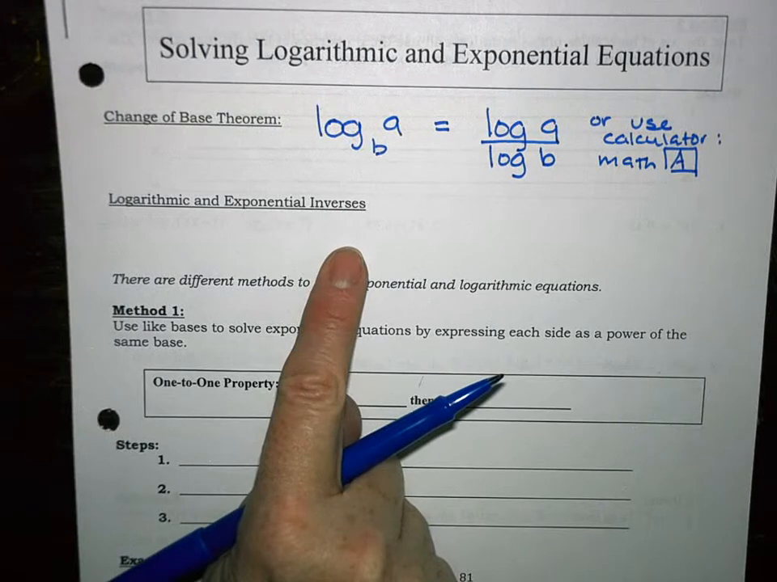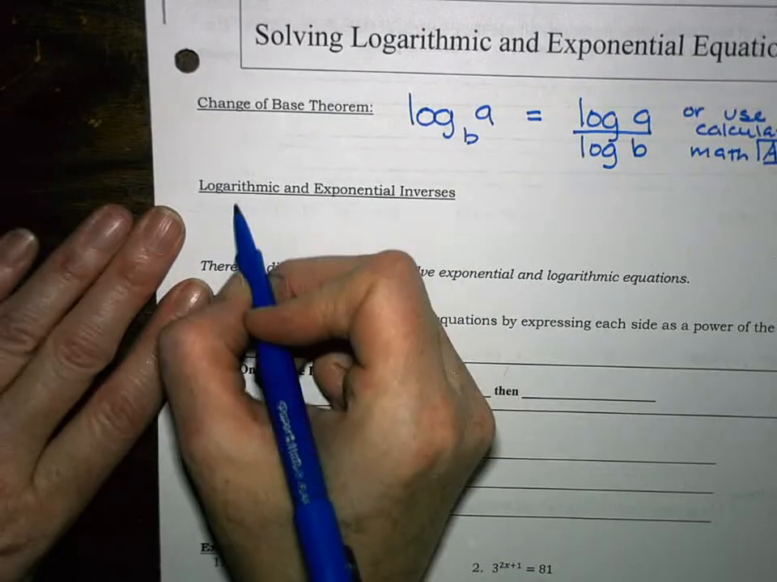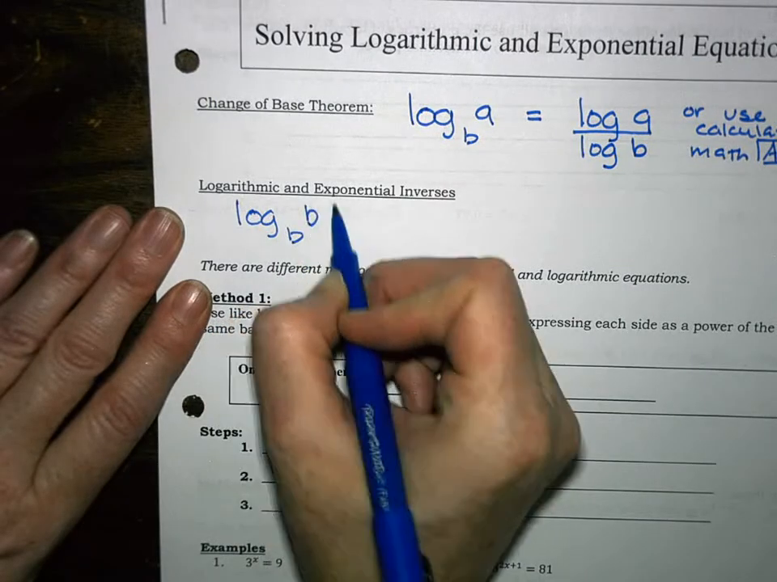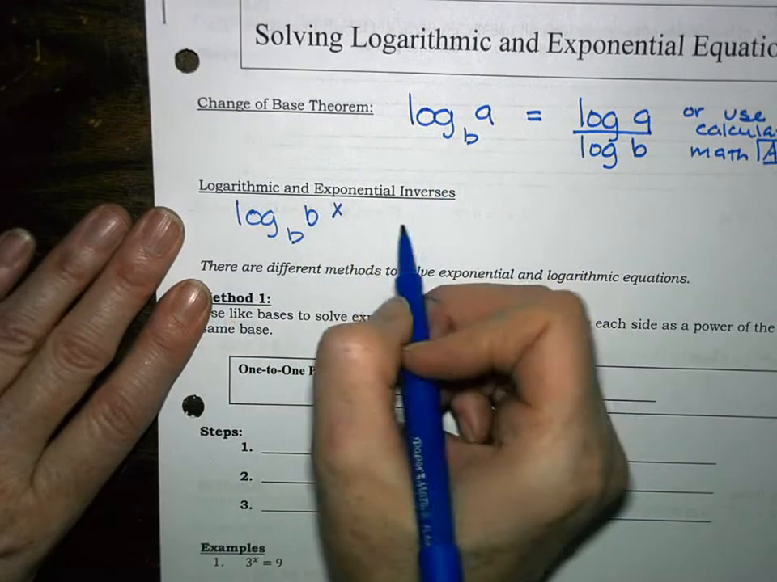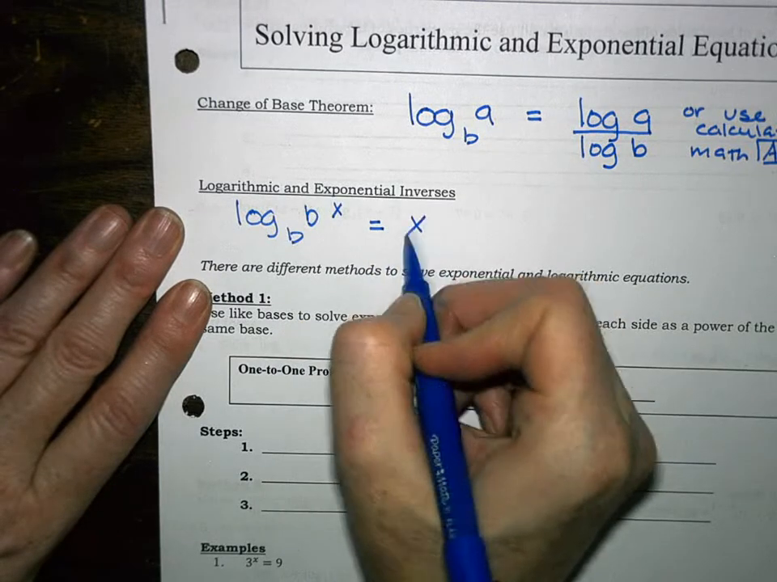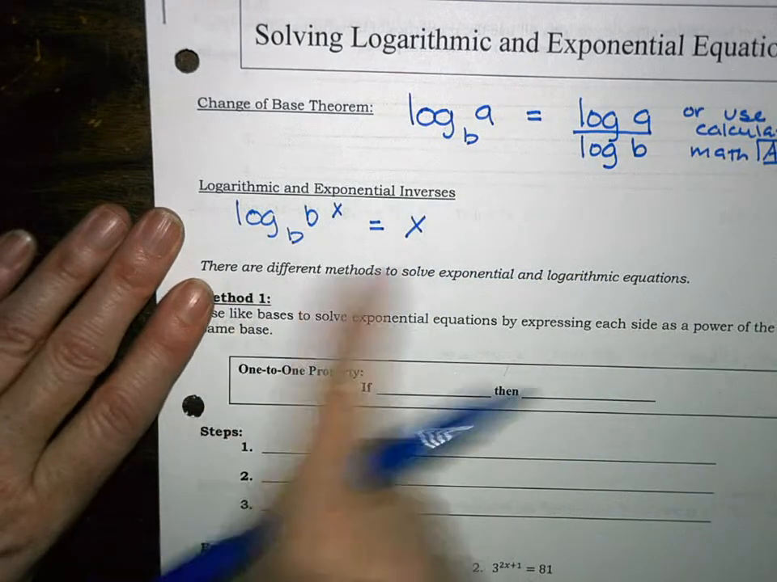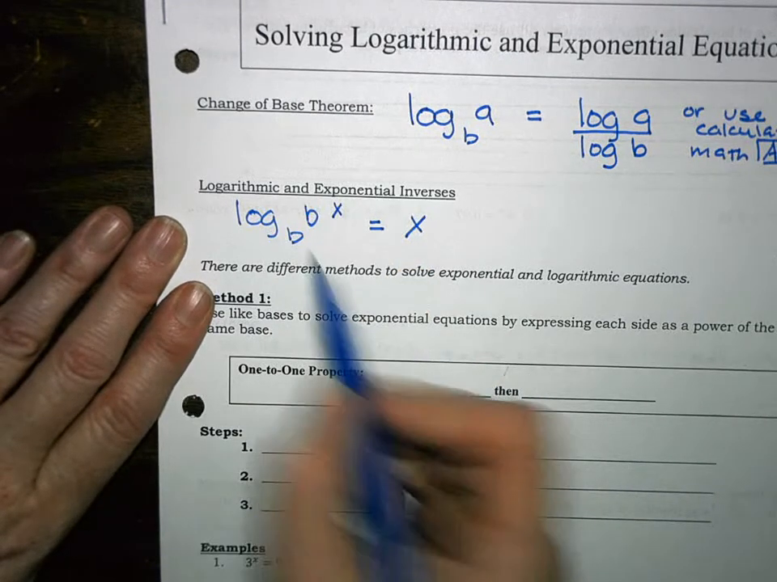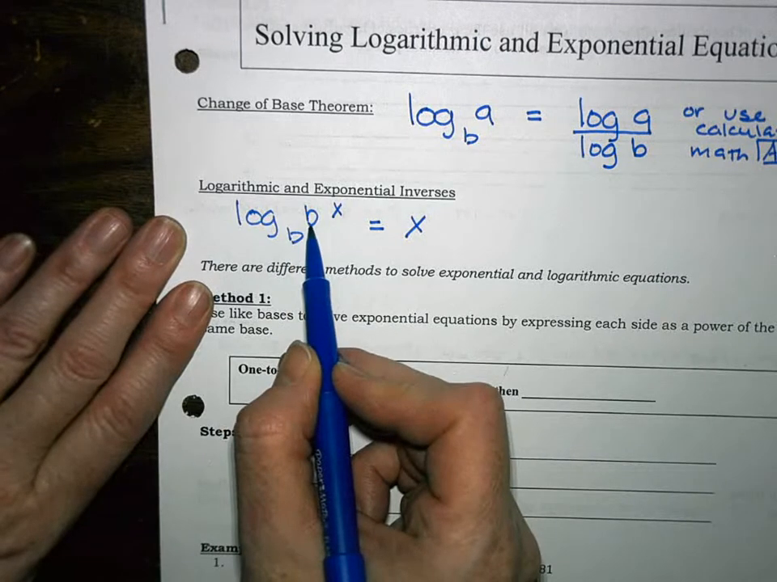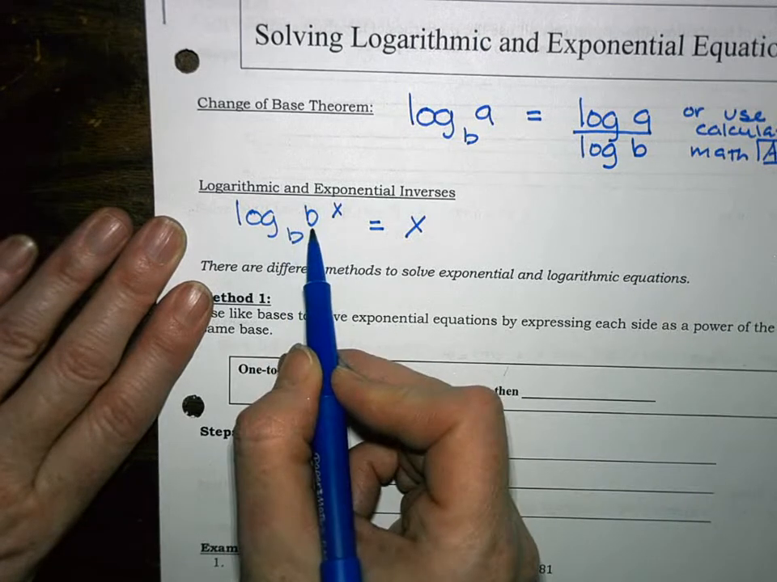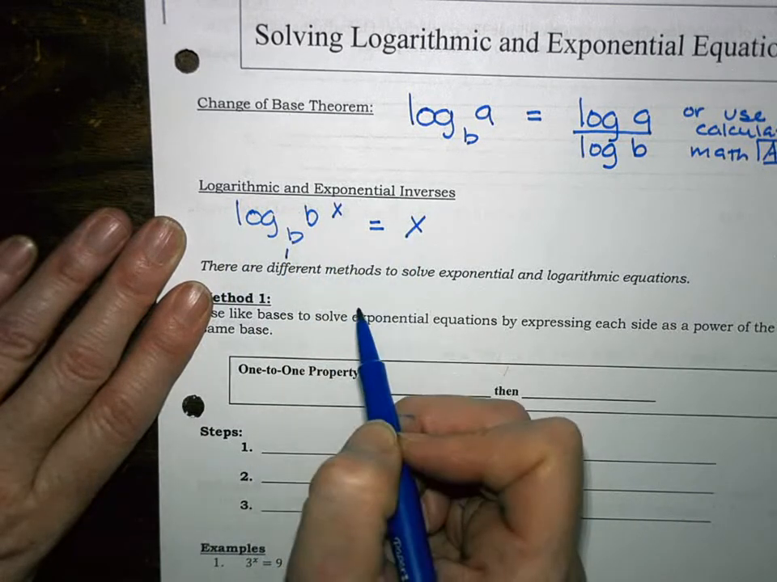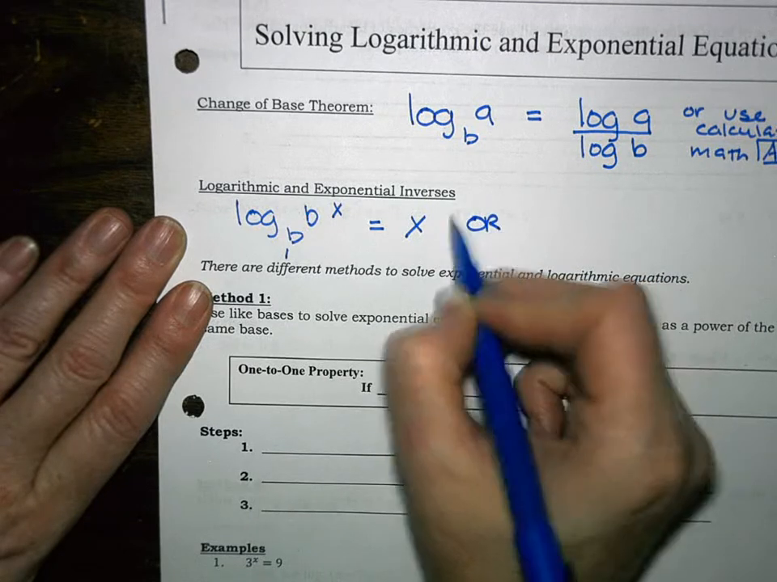Logarithmic and exponential inverses. What is that? That is this. If I have the log base b of b to the x equals x, these two things are equal. So what's really happening here? Well, we know that when the base and the argument of the base are the same, what does this all cancel out to be? 1. So x would equal x. Or we could look at it like this. This is also called the inverse.